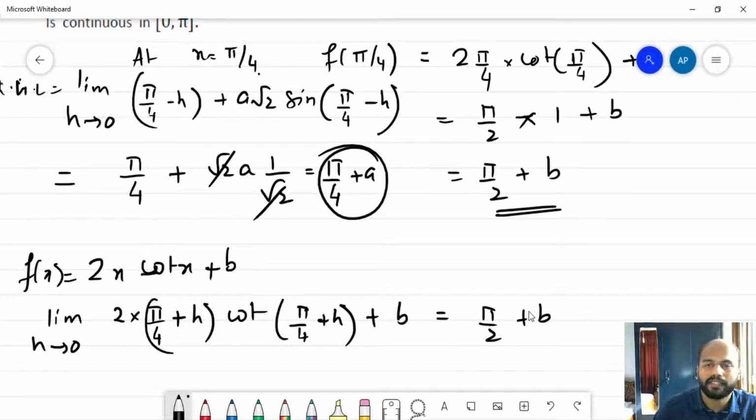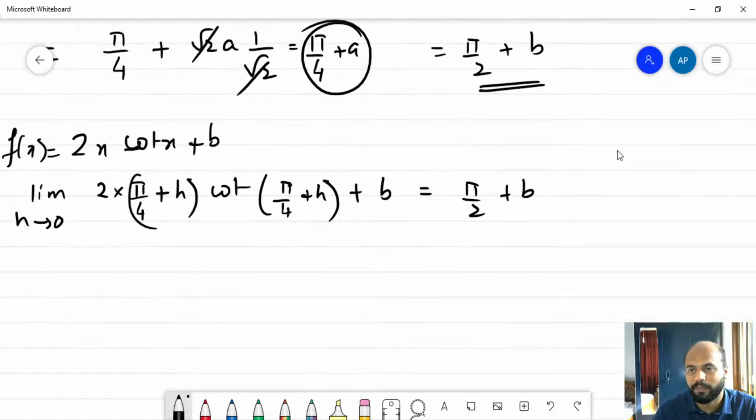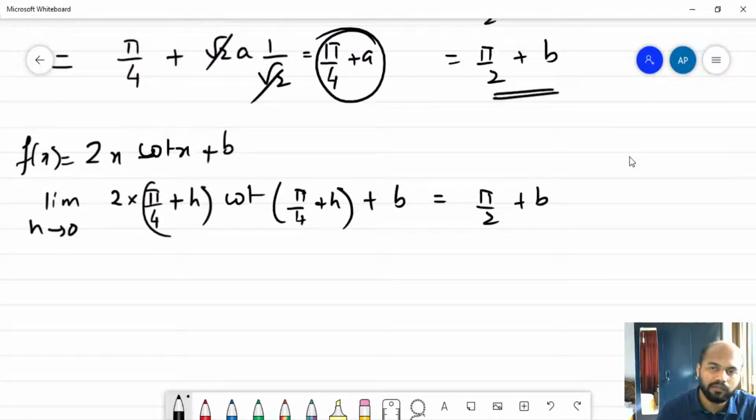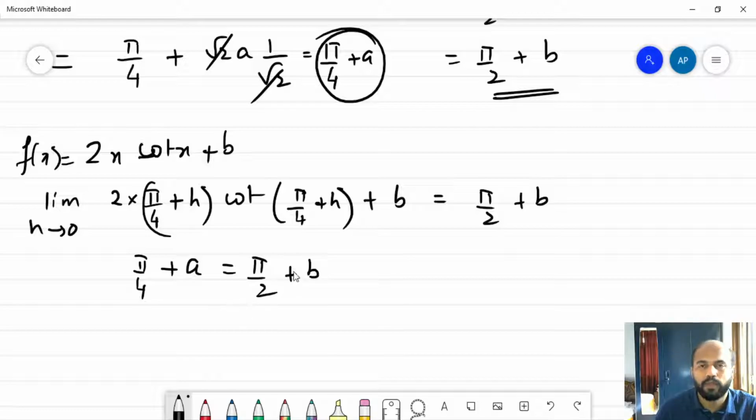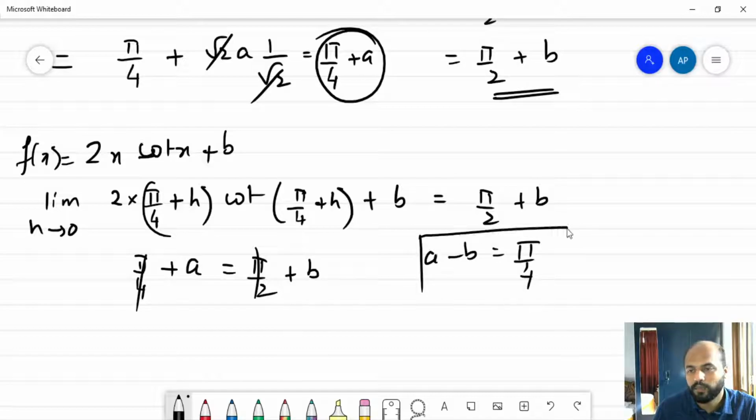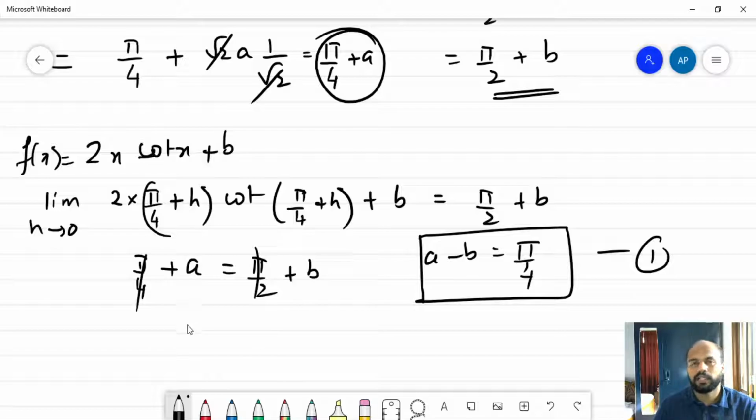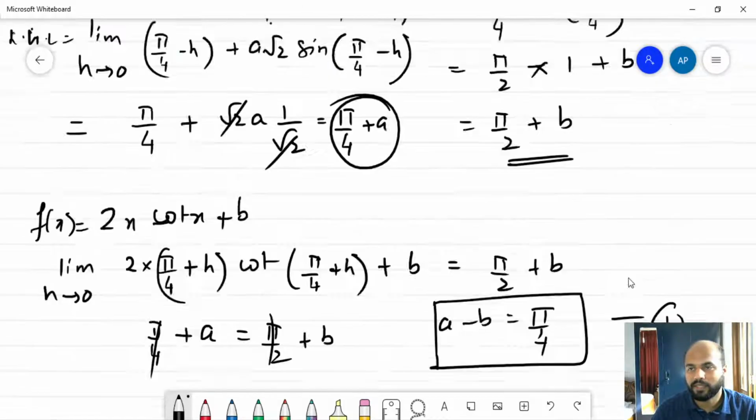So overall, I can say that if the function has to be continuous at pi by 4, then what should happen? It should be pi by 4 plus a should be equal to pi by 2 plus b. The LHL should be equal to RHL, and that should be equal to the value of the function at that point. This and this goes, and what you get is a minus b is pi by 4. This is one equation that you get applying continuity at pi by 4. A similar process we're going to do at x equals pi by 2 as well.